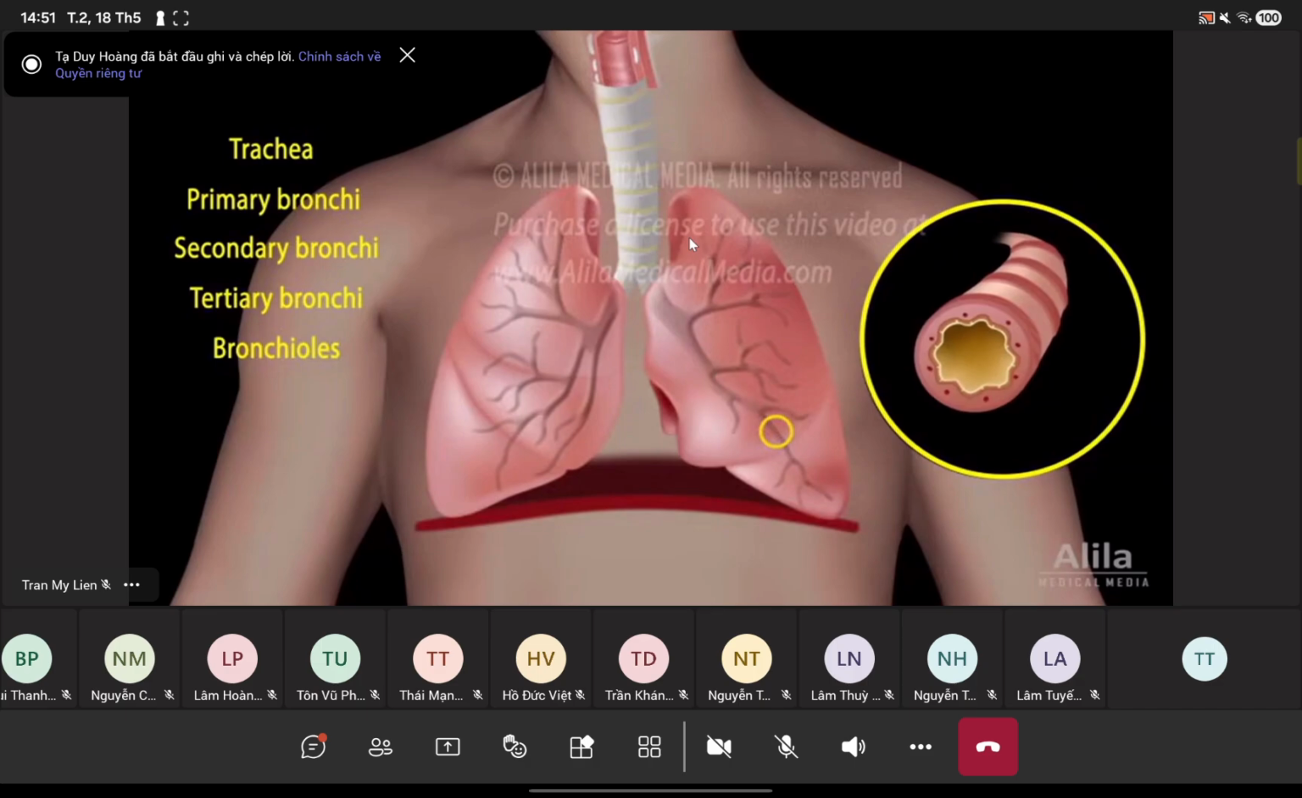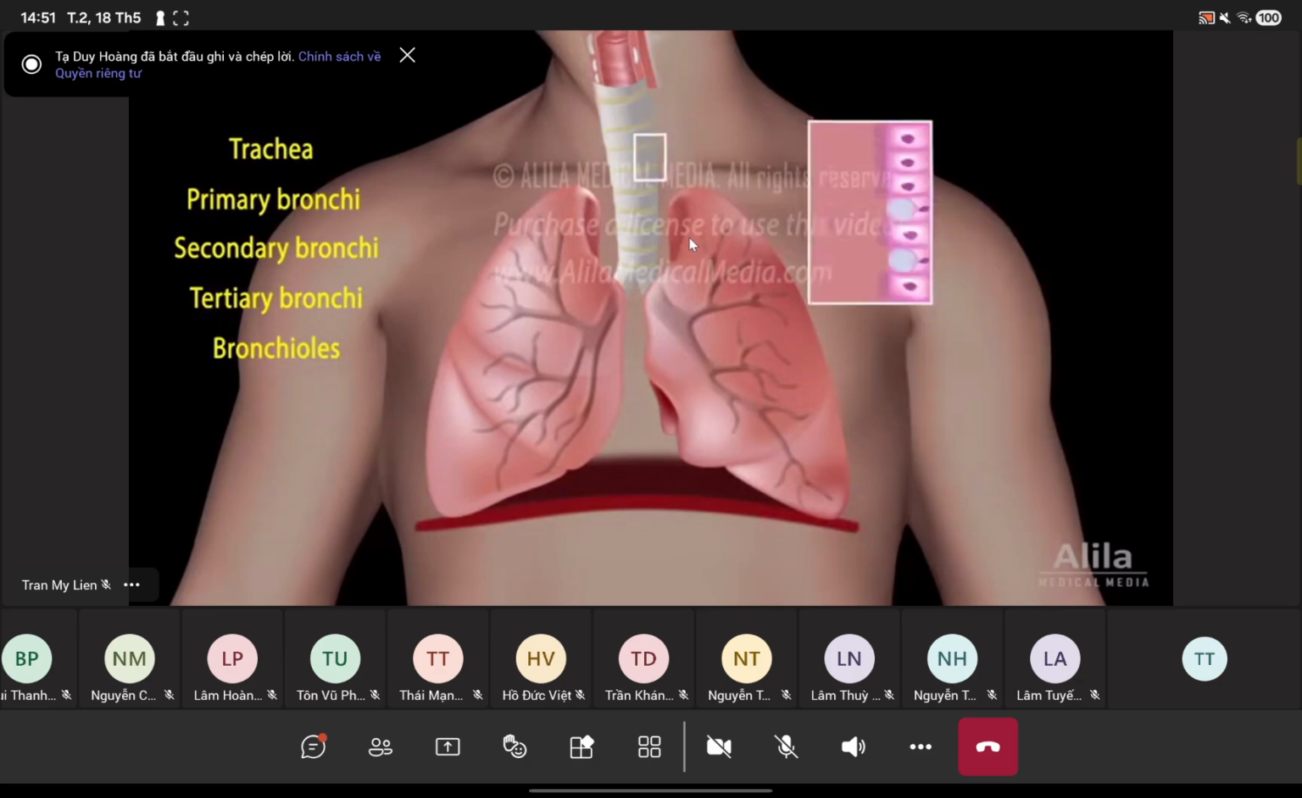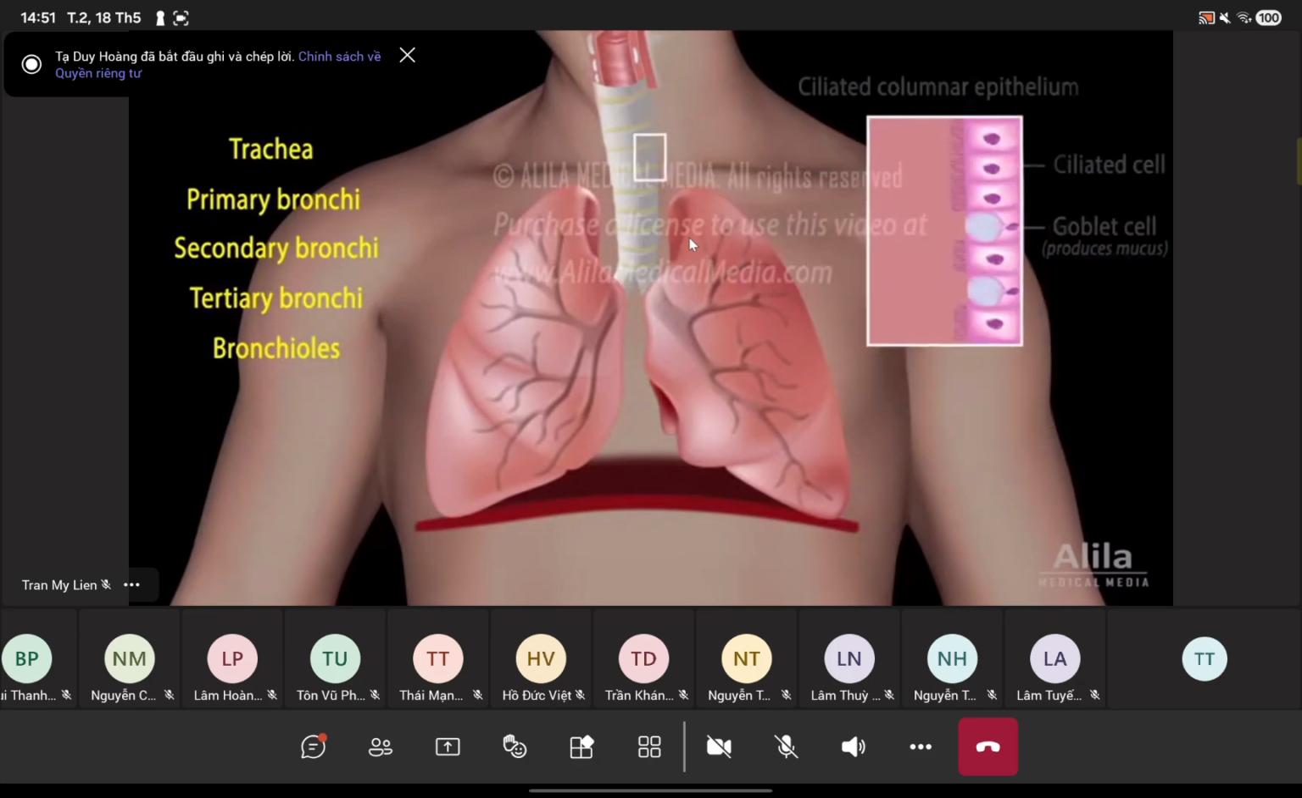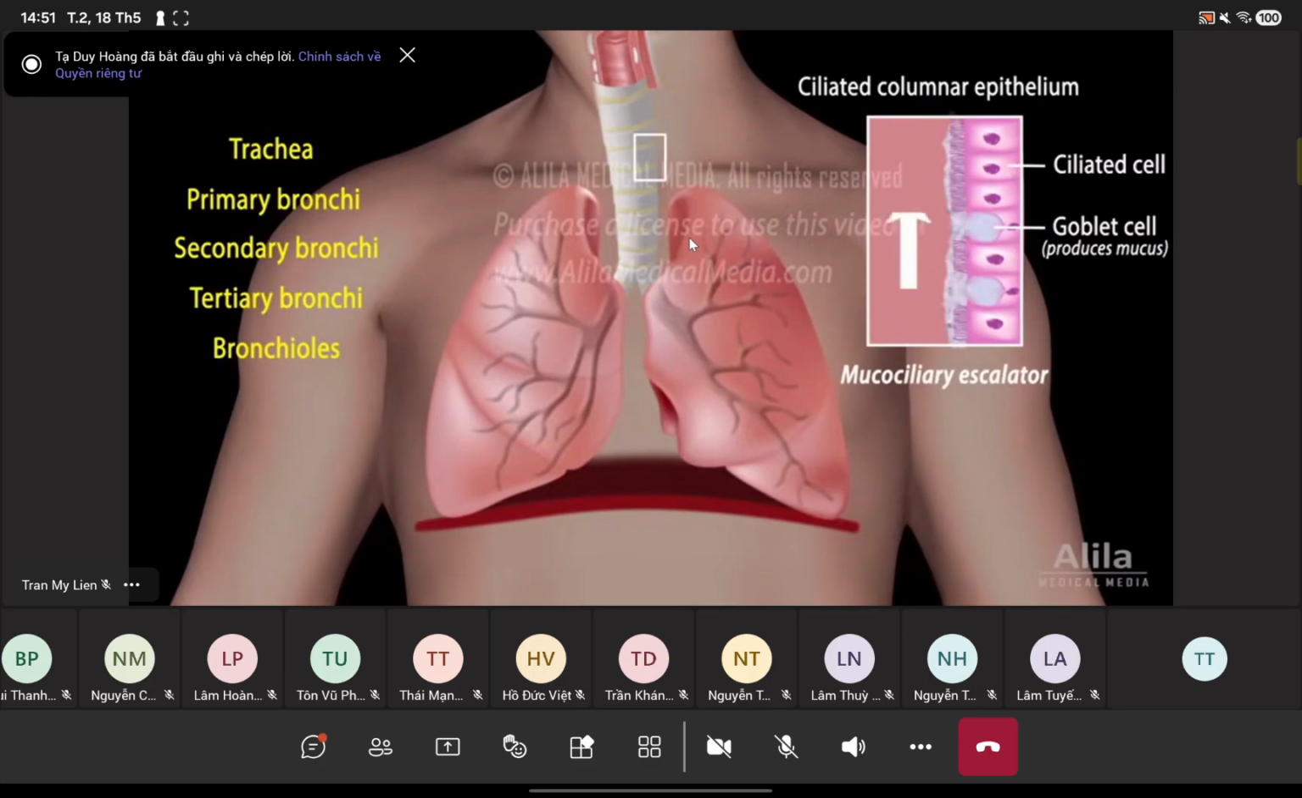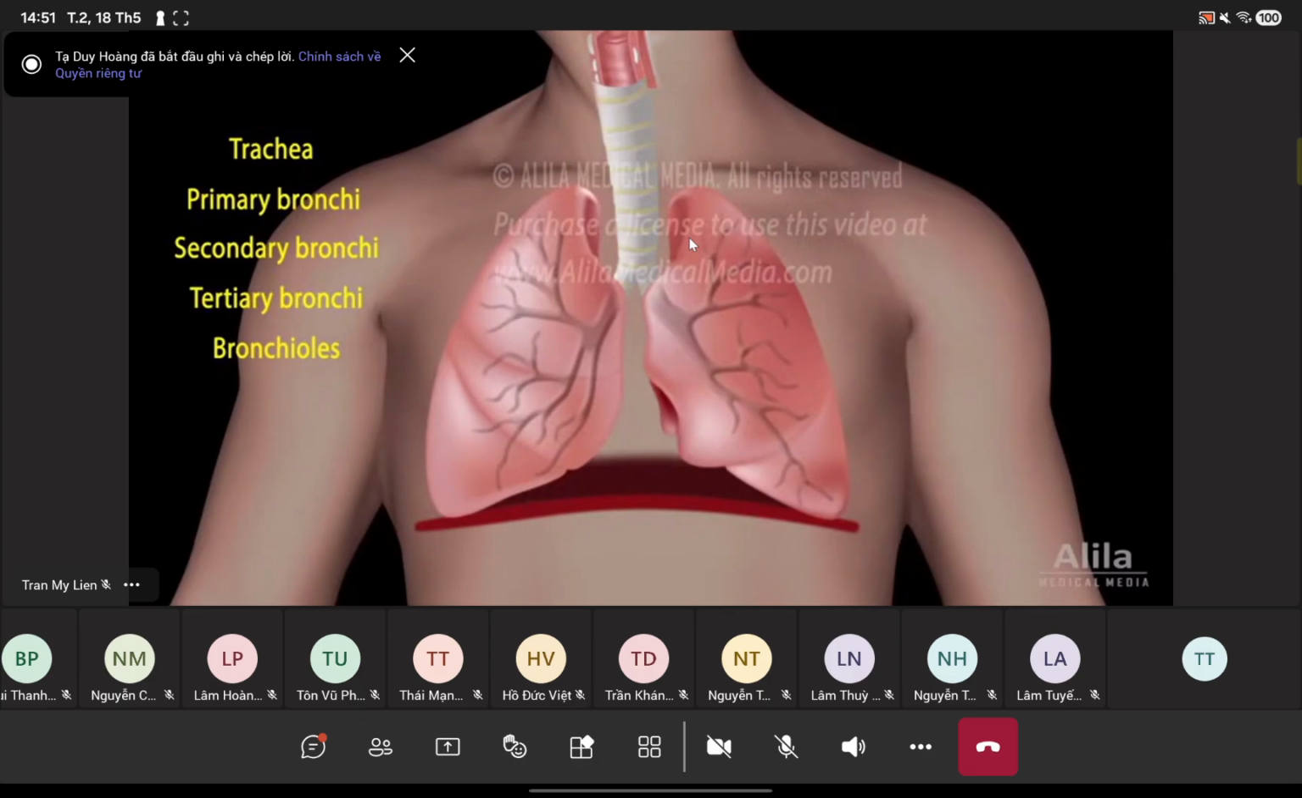The larynx, trachea, and bronchial tree are lined with ciliated columnar epithelium, which produces mucus and functions as a mucociliary escalator. The mucus traps inhaled particles, while the cilia beating moves the mucus up toward the throat, where it is swallowed. The last component of the conducting division, the terminal bronchioles, branch into several respiratory bronchioles, which mark the beginning of the respiratory division.